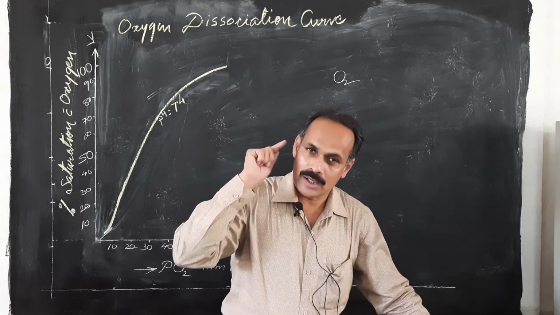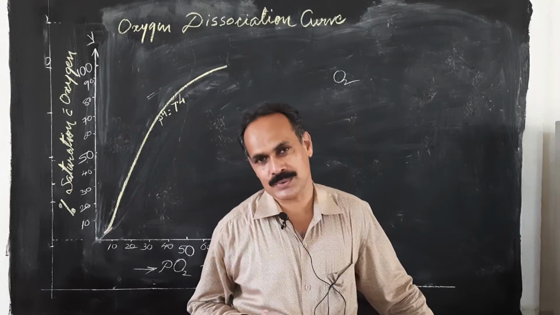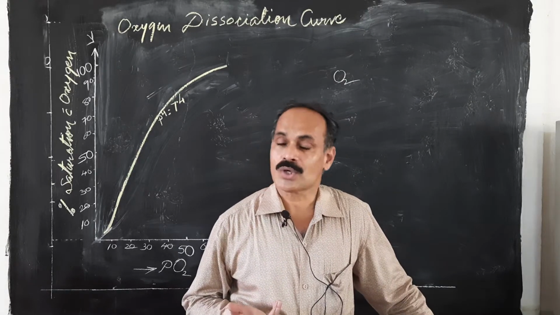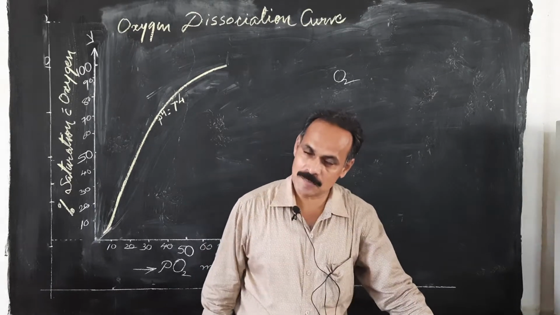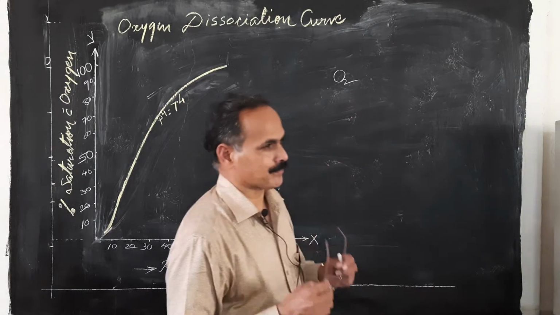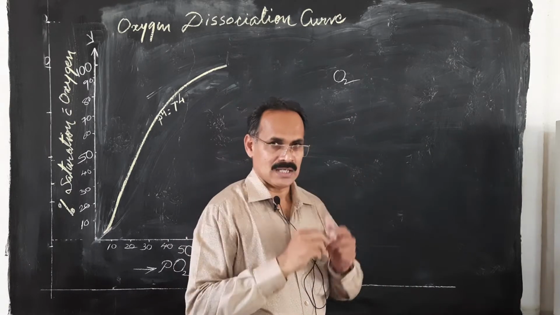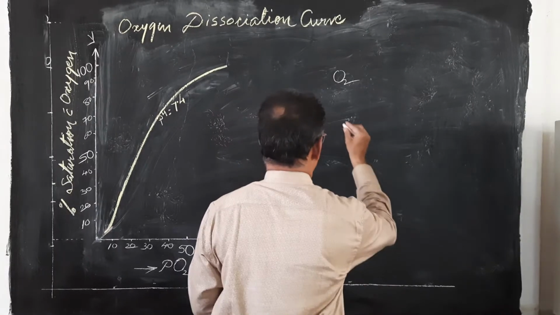And exchange of O2 and CO2 also takes place in the tissues. That type of respiration is called internal respiration or tissue respiration. So let us see how the exchange of gases takes place in our body.